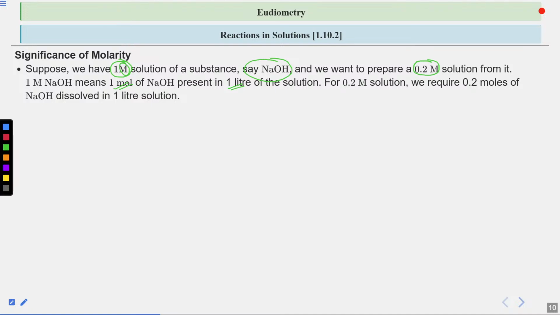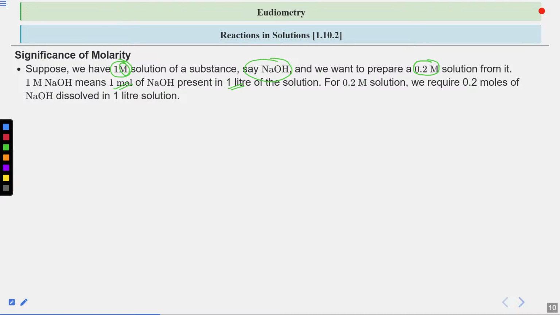Okay, so coming back to the point. So we have two types of solution. So we are dealing with the significance of molarity. First of all, you have to understand what molarity is. Molarity is something which tells us about the number of moles dissolved in 1 liter of solution. Like if I am saying that a solution has a molarity of 1, then it means 1 mole of that NaOH is present in 1 liter of the solution. Similarly, if I am saying that I have 0.2 as the molarity, it means that 0.2 moles are present in 1 liter of a solution.